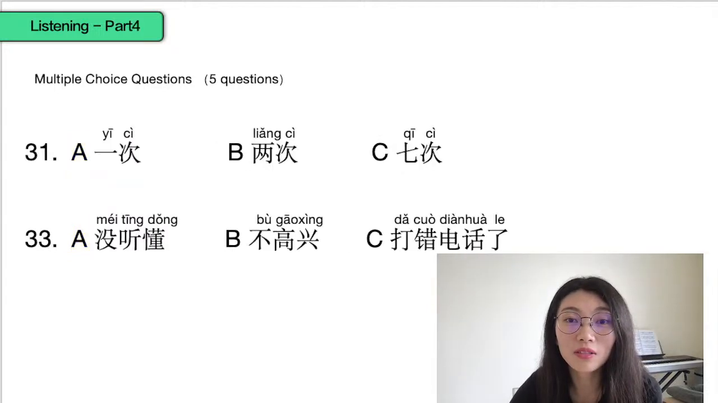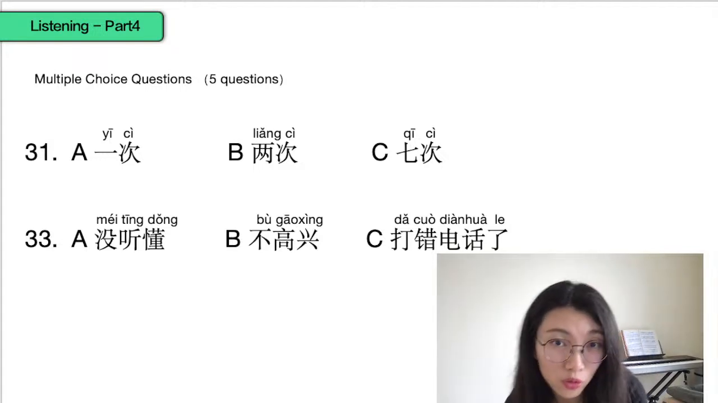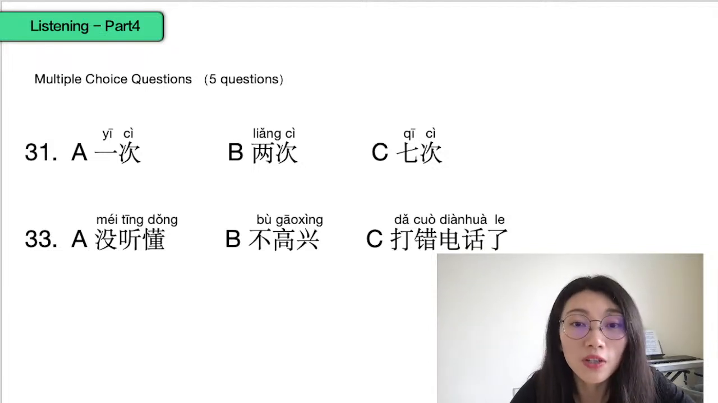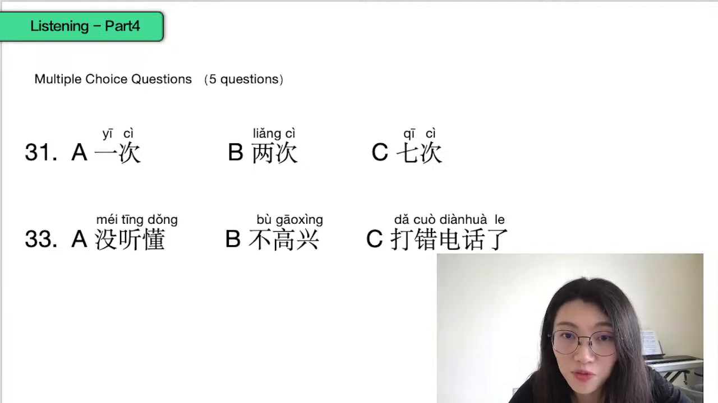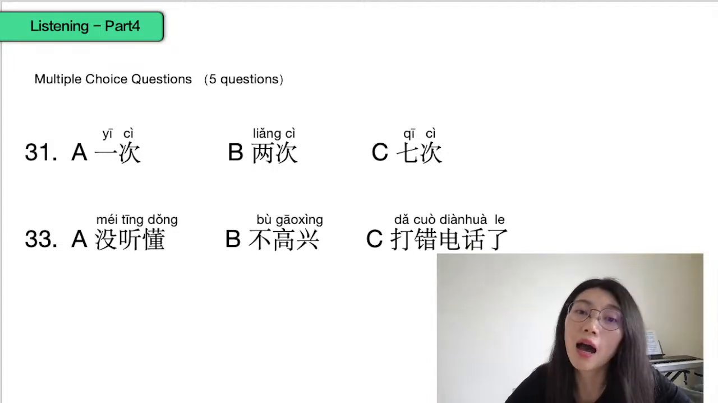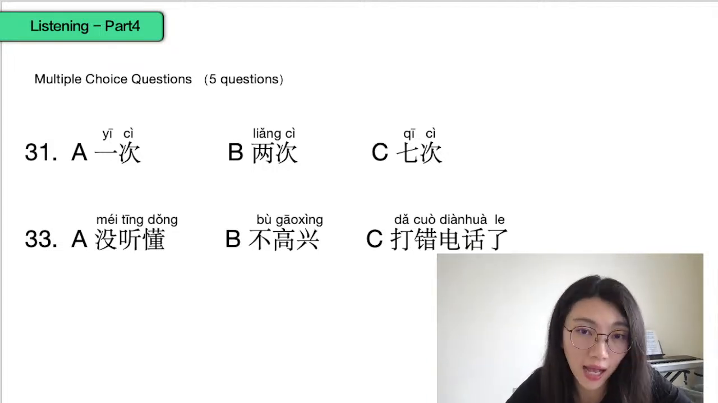Now, let's go to the last part. Part 4. Still, it's a multiple choice and it has longer questions. So 31, we can see that the options are 一次, 两次, 七次. Here we know that it's asking about numbers. 一, 二, 七, 次 here means times. 一次, one time. 2 times and 7 times.